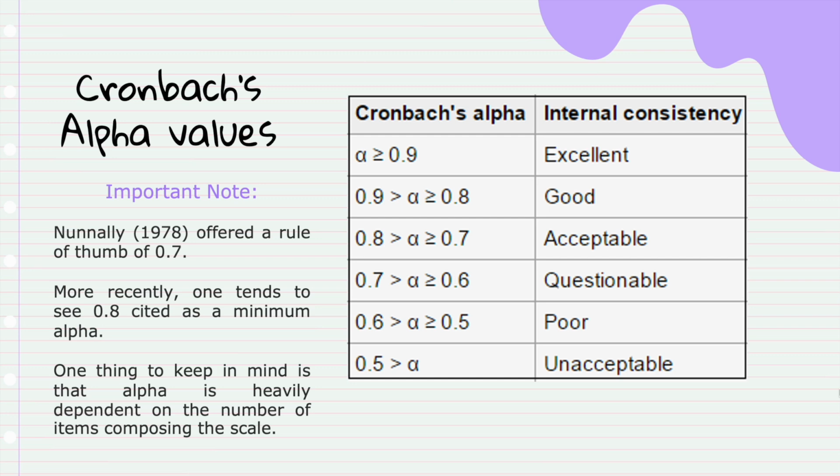Here's a quick guide for interpreting alpha. 0.9 and above is excellent. 0.80 to 0.89 is considered good. 0.70 to 0.79 is acceptable, and below 0.70 the scale is questionable or poor. Also keep in mind, alpha increases when the number of items increases. Fewer items often means a lower alpha, and that's normal.